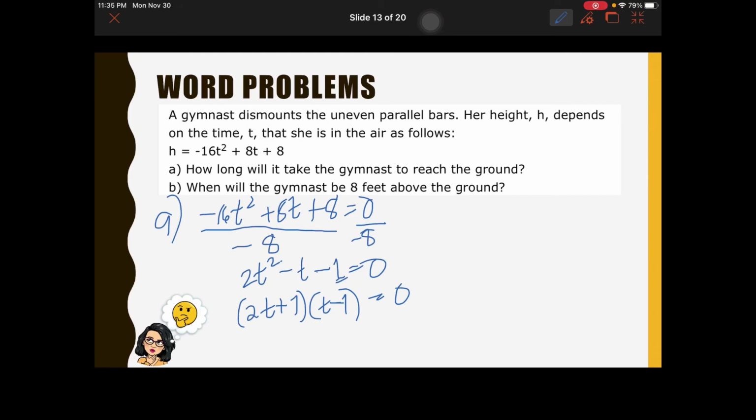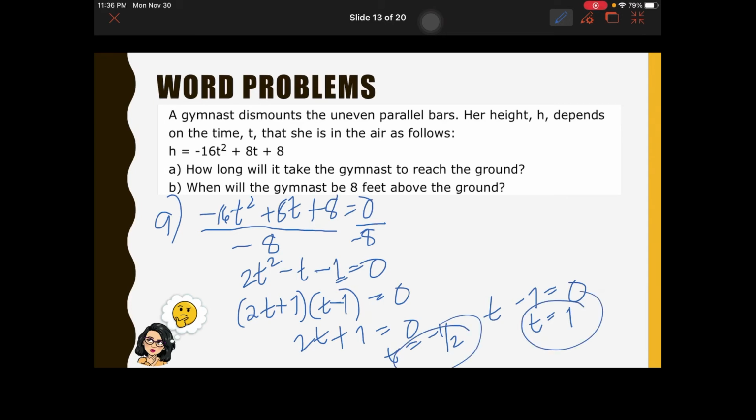Okay? So, now that we have our roots, we will just use our zero product property, which means 2t plus 1 is equal to 0, and we have t minus 1 is equal to 0. Solving for t, we will be getting t. The first value will be negative 1/2, and the second value will be positive 1. So, yan po ang ating dalawang times.